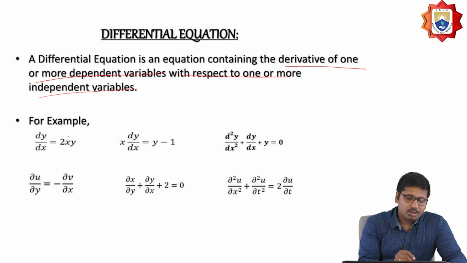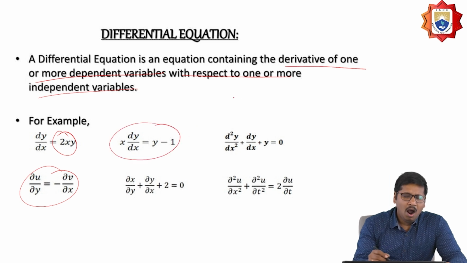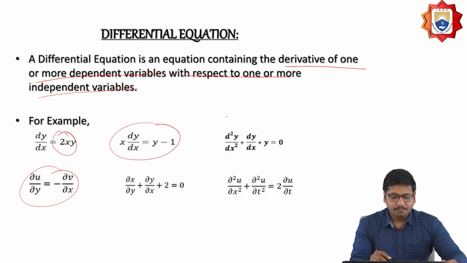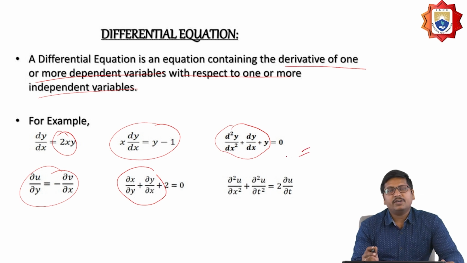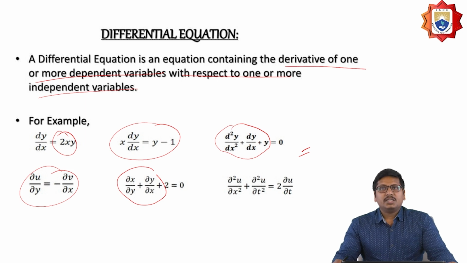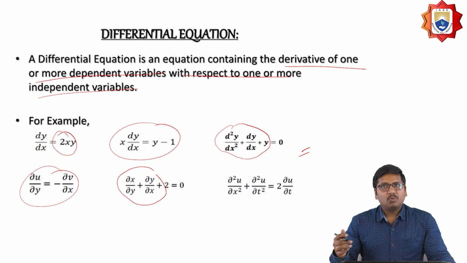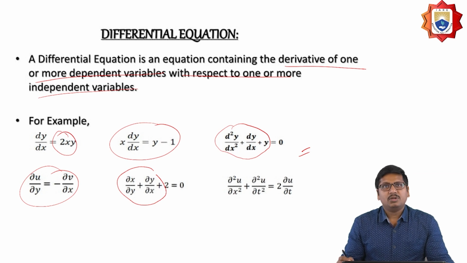Suppose I consider dy/dx equal to 2xy. Otherwise, I can also write ∂u/∂x. And x dy/dx equal to 1 minus 1. And d²y/dx² plus dy/dx plus y equal to 0. And ∂u/∂x plus ∂u/∂y plus ∂y/∂x plus 2 equal to 0. So these are some examples of differential equations. A differential equation is an equation which contains the derivative of one or more dependent variables with respect to one or more independent variables.